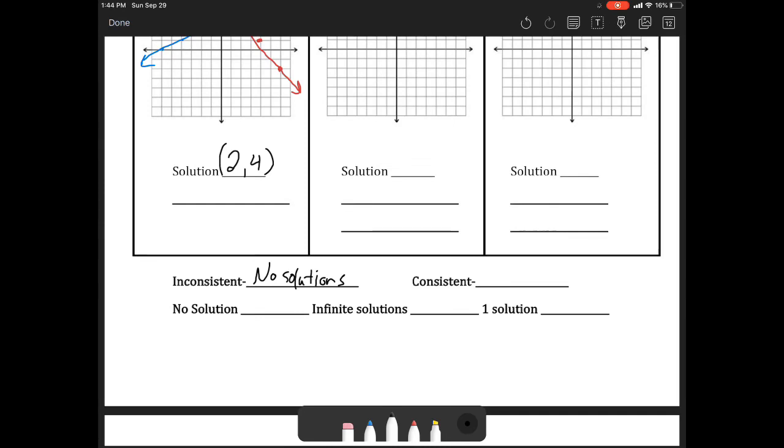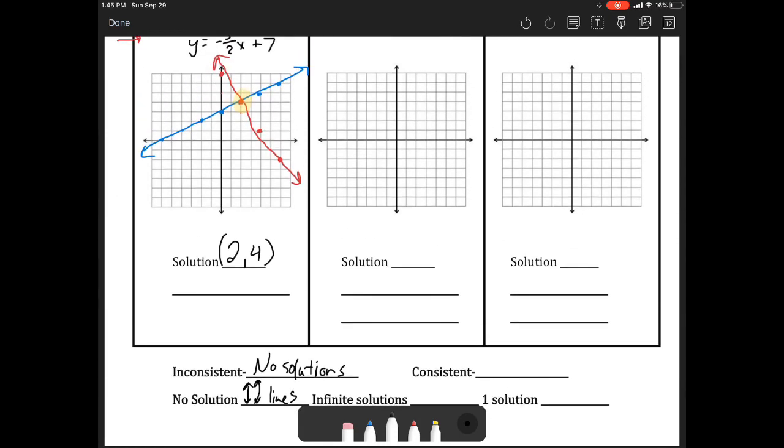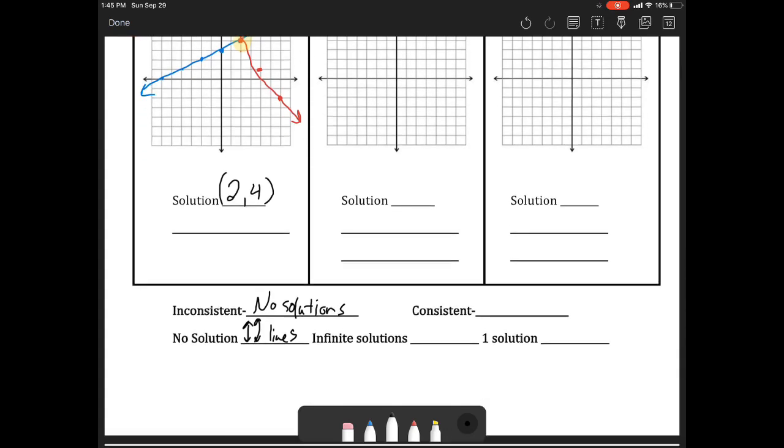When we have no solutions, that usually means we have parallel lines. So parallel lines never touch. So based on just our graph that we have right now, is our graph inconsistent? No, because we already found a solution. So that means we're going to go with consistent, which means it has solutions or just one solution.